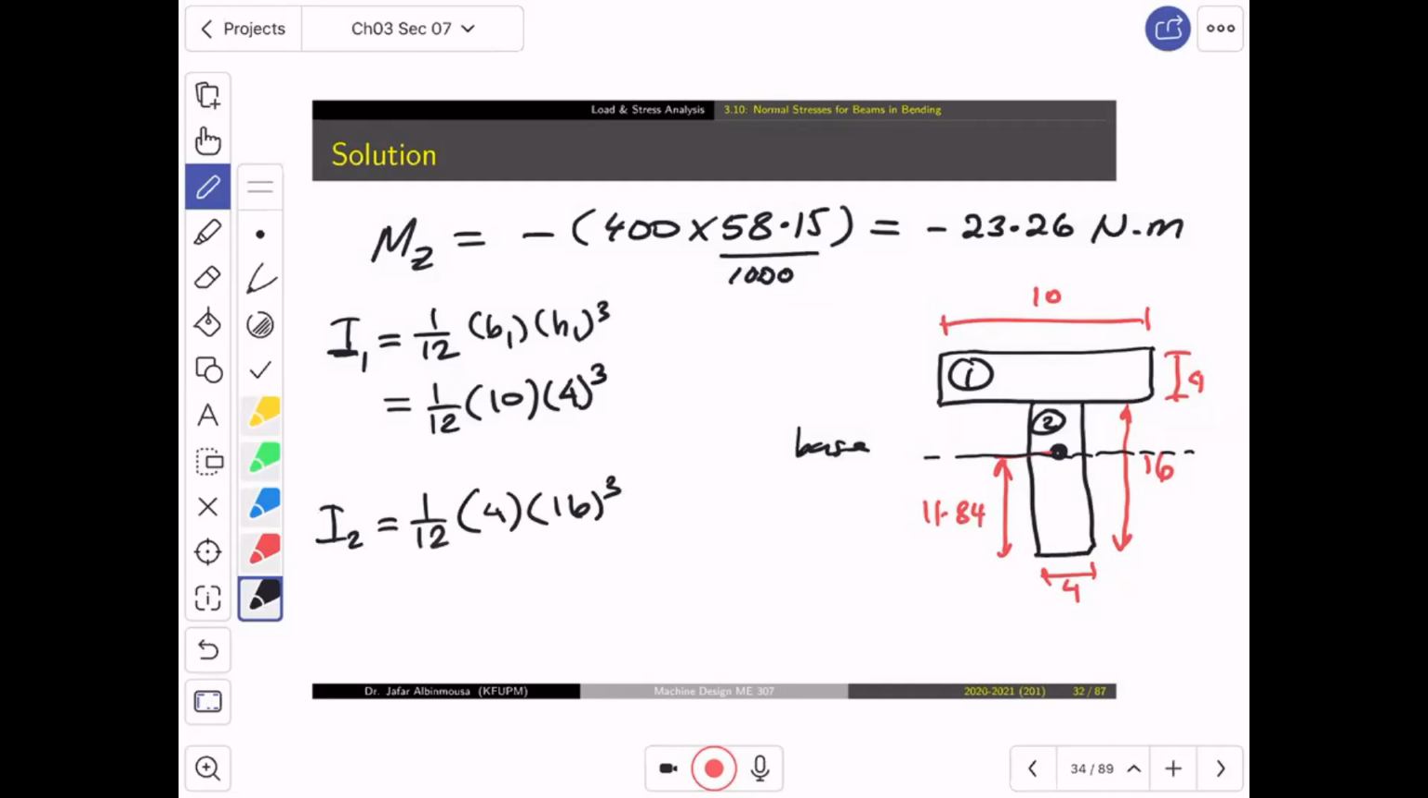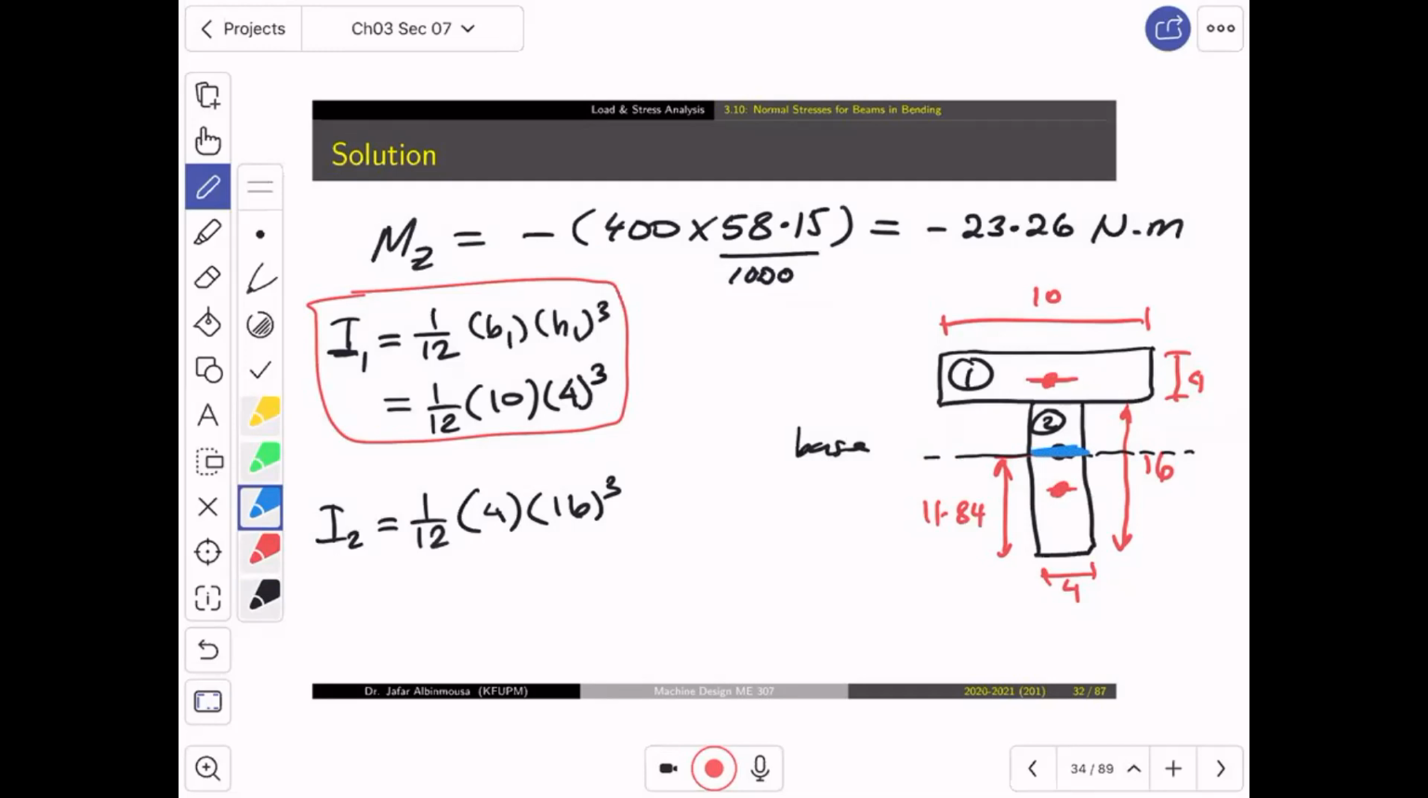You must understand and remember that when you apply this equation, you are applying it about the centroid of each geometry. So number 2 has its centroid here, and number 1 has its centroid here. But we need the moment of inertia about what? About this. So how do you do that? Parallel axis theorem. Okay, so you do the parallel axis theorem.